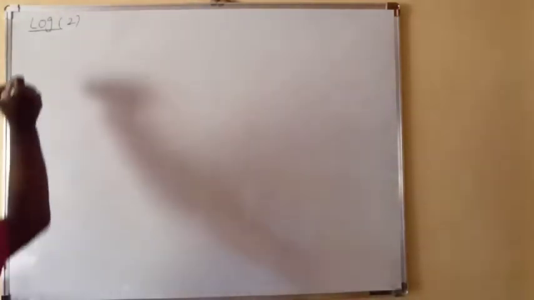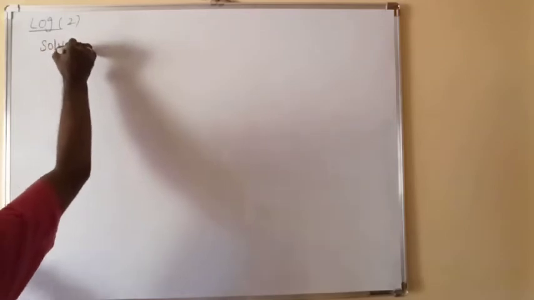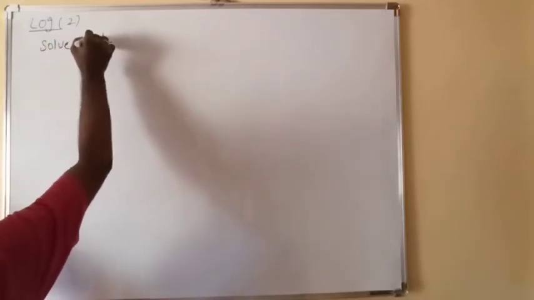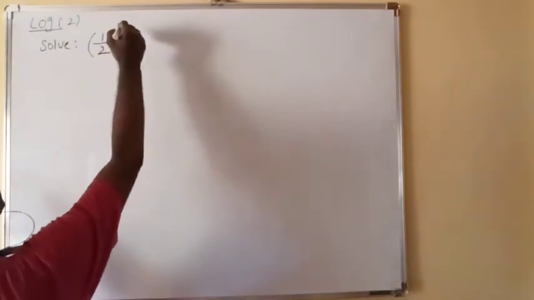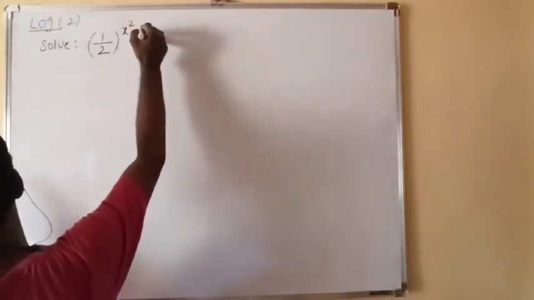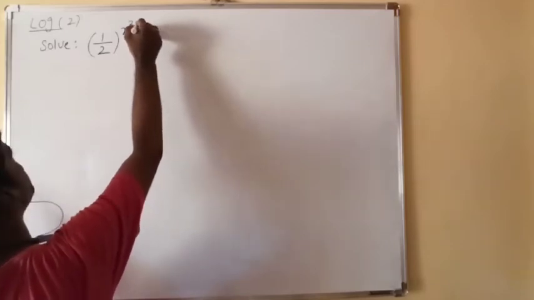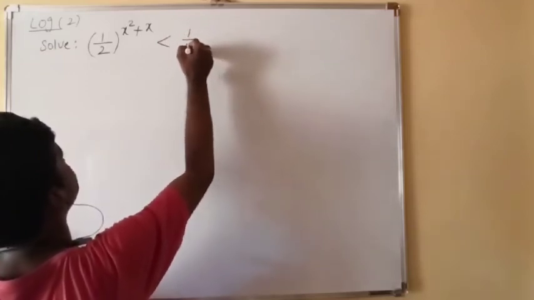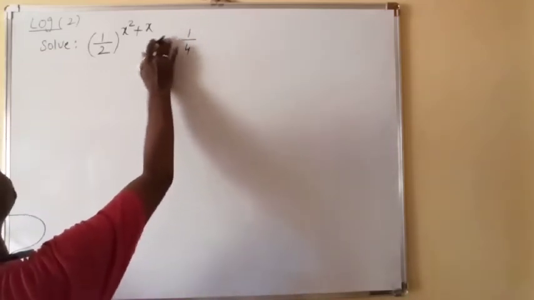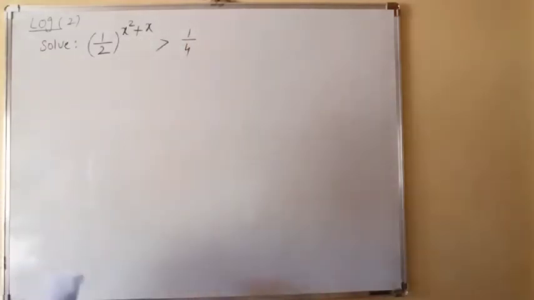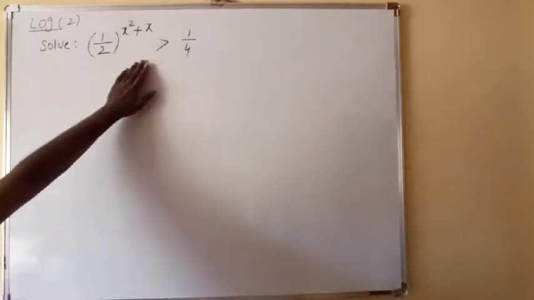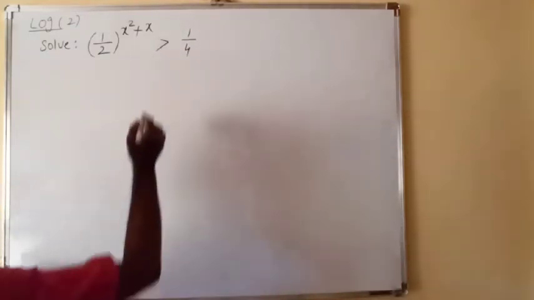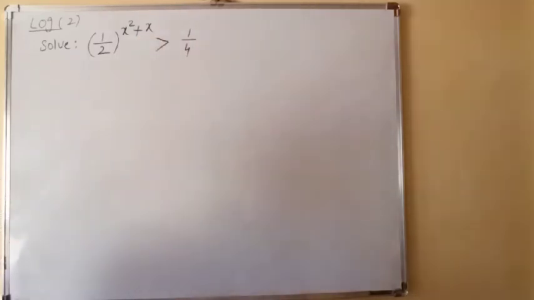So the first problem is: solve the equation for x, given that (1/2) power x square plus x is greater than 1/4. Solve for x. So that means we have to find the set of real numbers x satisfying this inequality: (1/2) power x square plus x greater than 1/4.